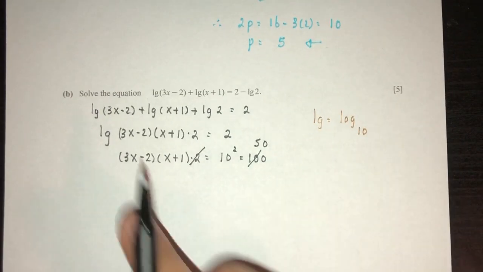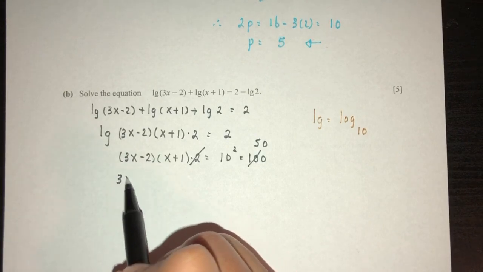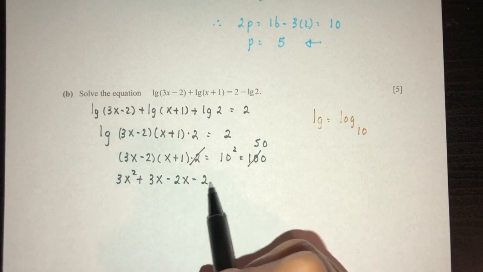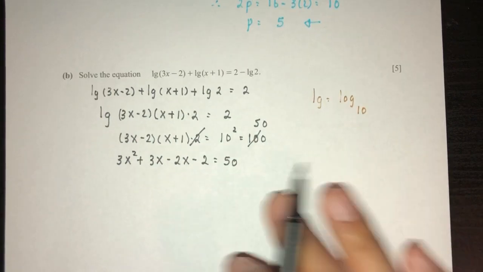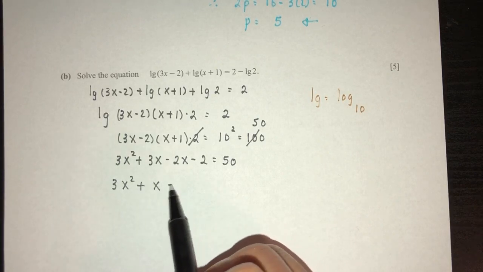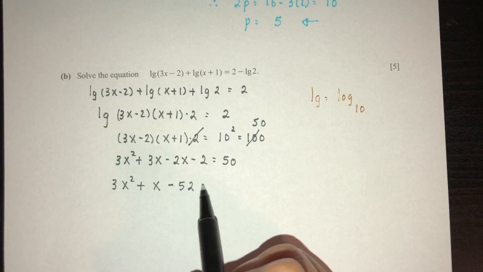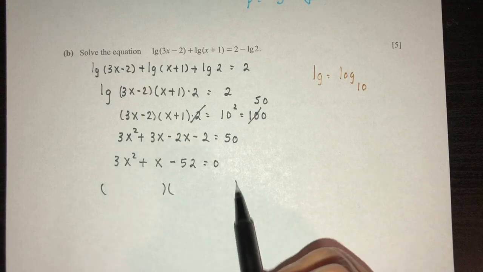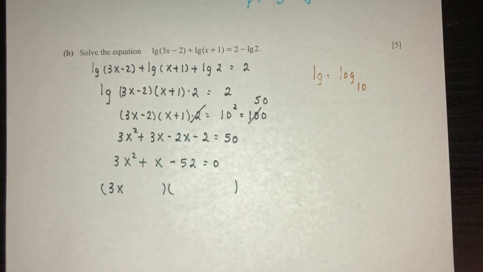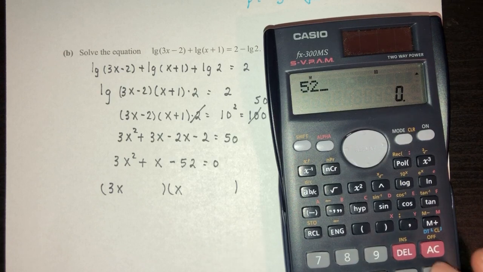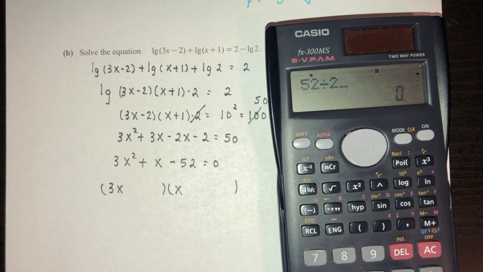Now we have to expand the brackets. You will have 3x squared plus 3x minus 2x minus 2 is equal to 50. Now send everything to one side. You will have 3x squared plus x minus 52 equal to 0. Now we have to factorize. If you don't know the factors of 52, you can just use the formula directly to find the answer. If you know, you can check, divide by 17. We can check, but I'm not too sure. 52 divided by 2, divide by 2.